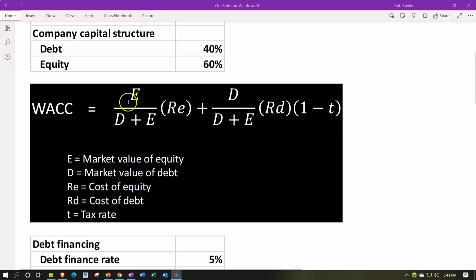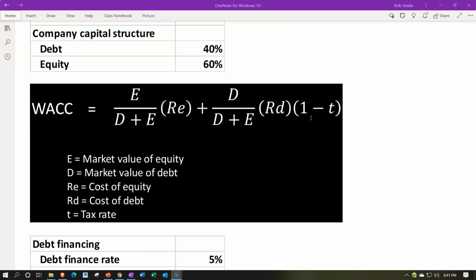So what this means then is E is the market value of equity. D is the market value of the debt, which you can kind of think of as liability. And then RE is the cost of equity, and RD is the cost of debt. Now, this is going to be the tax rate, 1 minus the tax rate. This is the thing that we need to keep in mind when we go through the practice problem.